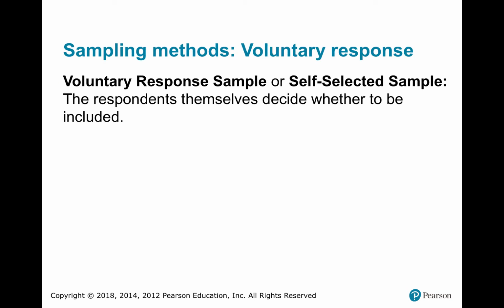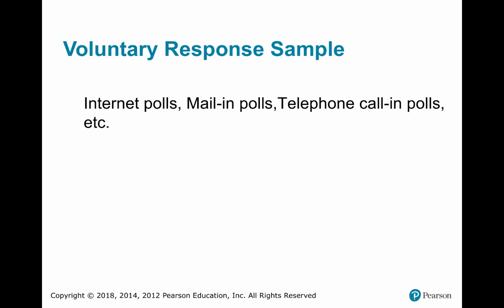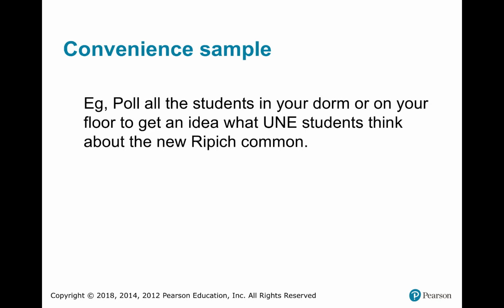So other types of sampling methods, voluntary response, is just like what it sounds like. And some examples are internet polls and call-in polls and that type. These tend to be biased because people who feel very strongly about an issue tend to call in one way or the other. Also, if it's a radio program, for example, then the listeners might skew one way or another politically, and that will skew the results. Another type of sampling that sounds like what it is, you might sample or poll all the students in your dorm or on your floor.